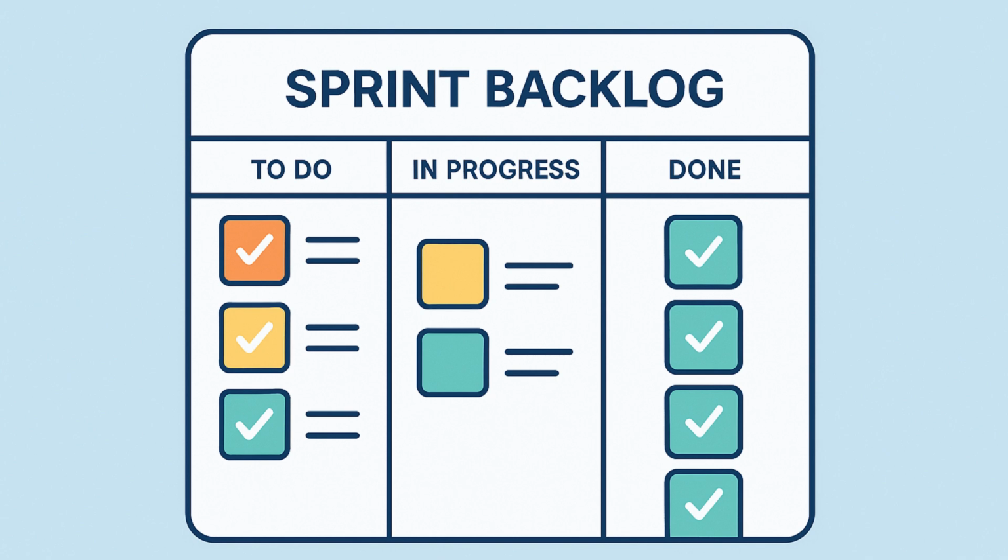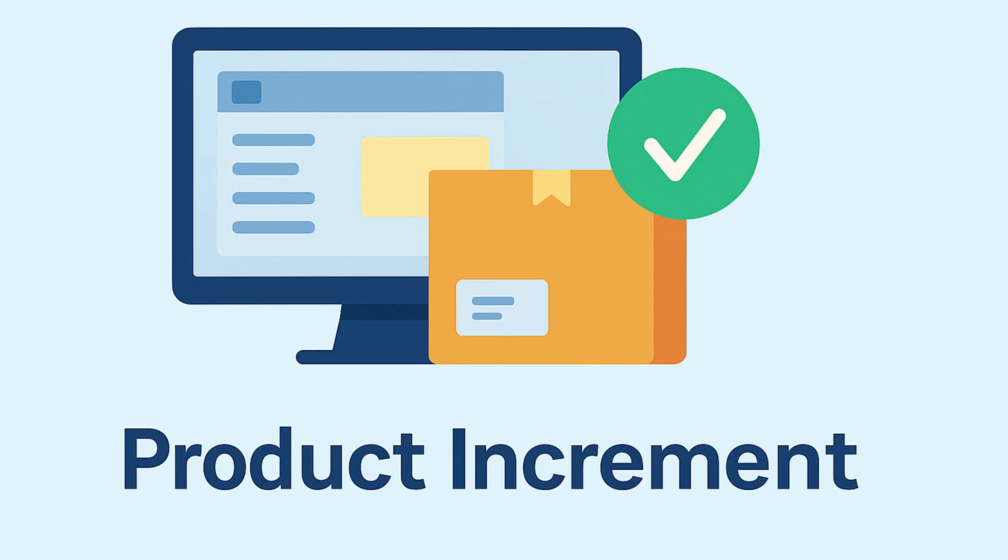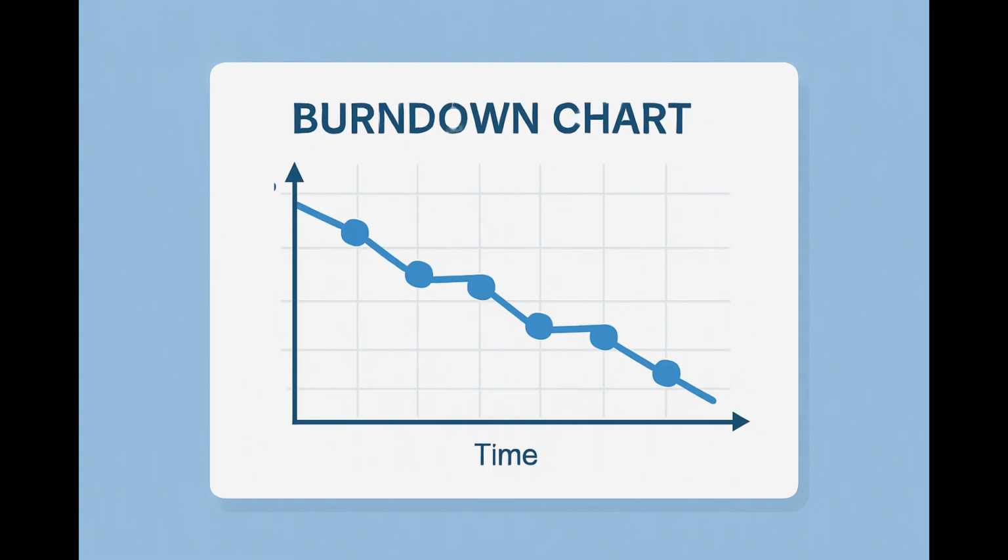Sprint backlog. The sprint backlog is a subset of the product backlog selected for the current sprint. Items are chosen based on priority and the team's velocity, the average number of story points completed in previous sprints. Product increment. This is the deliverable at the end of each sprint. It is a potentially shippable part of the product that meets the definition of done. Burn-down chart. This visual tool helps track the remaining work in the sprint. It helps the team stay on target. Burn-down chart is not a mandatory artifact in Scrum.